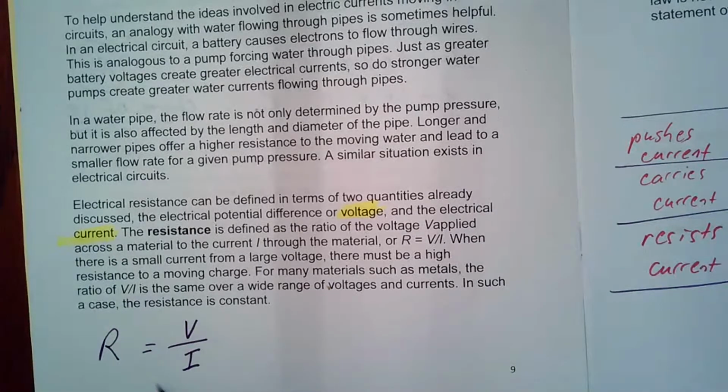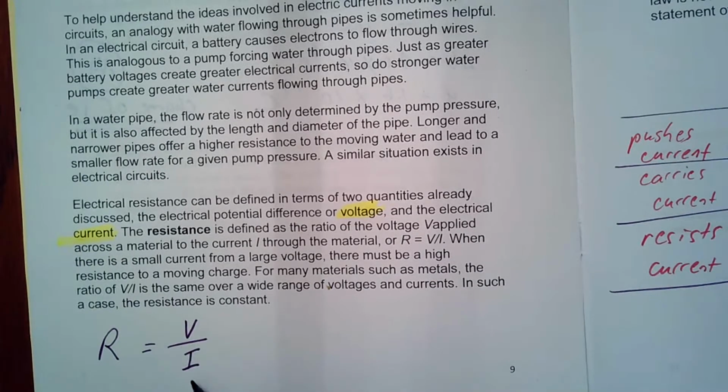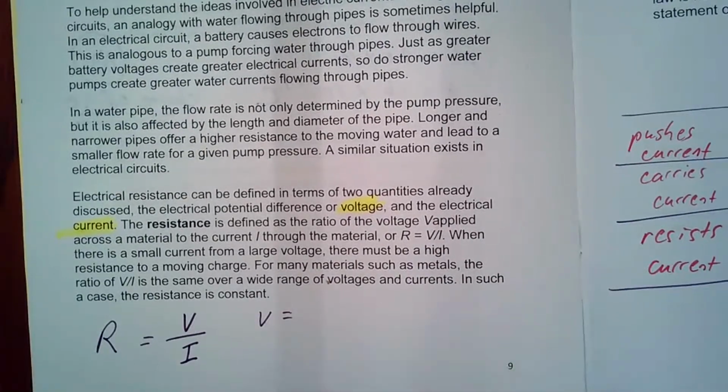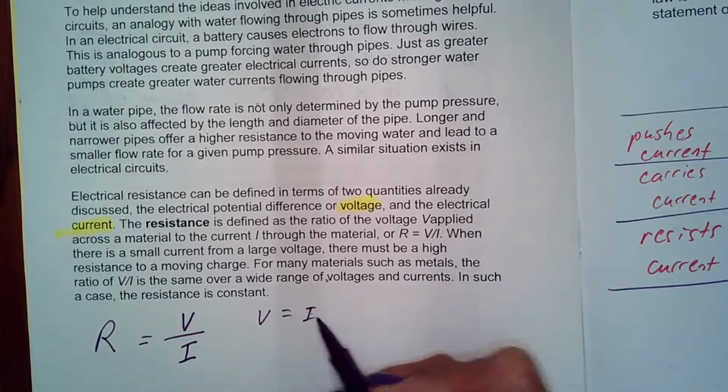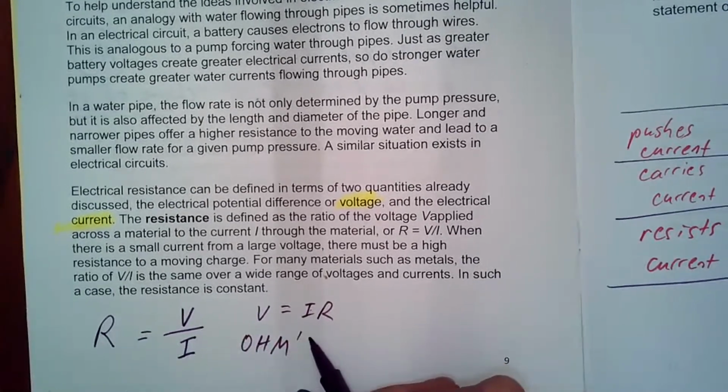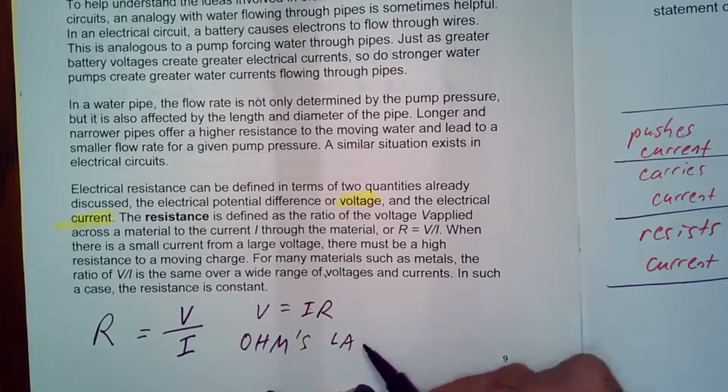So this ratio here will be equivalent to the amount of resistance, or the slowing down of the electron, or the current, actually, more importantly, as it flows through the conductor. So this is Ohm's law. You can also see Ohm's law in the form of V equals IR. This is the formula for Ohm's law.